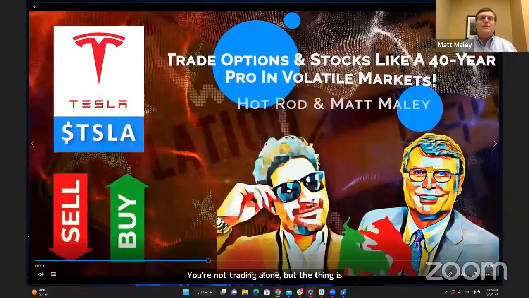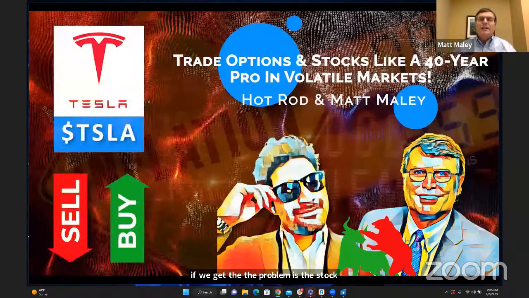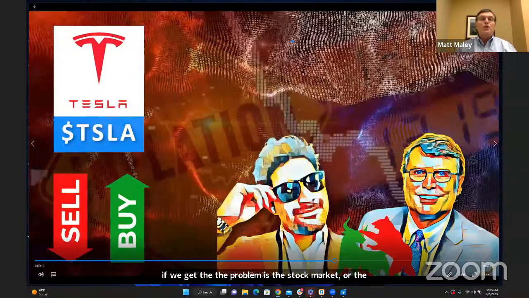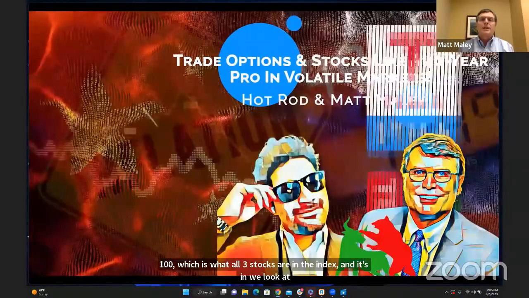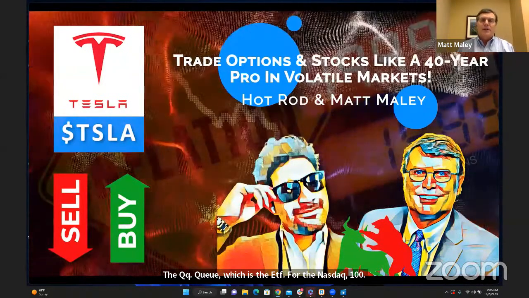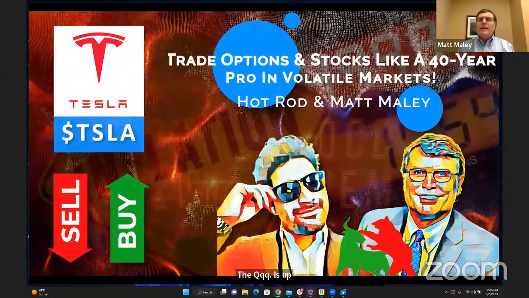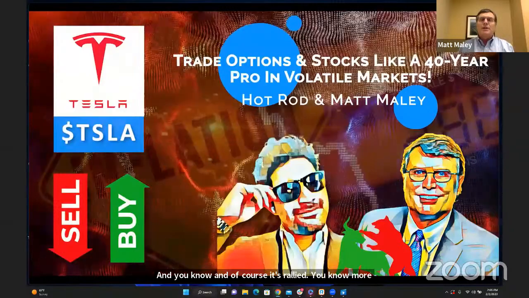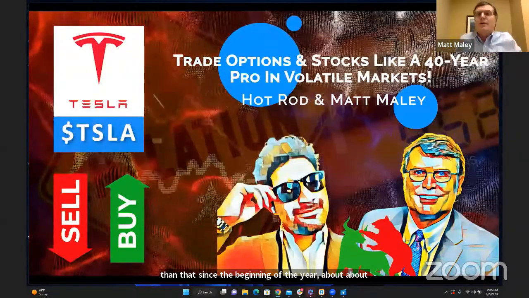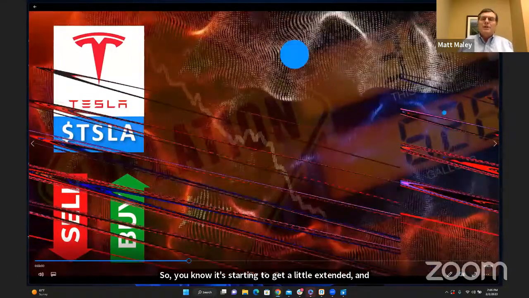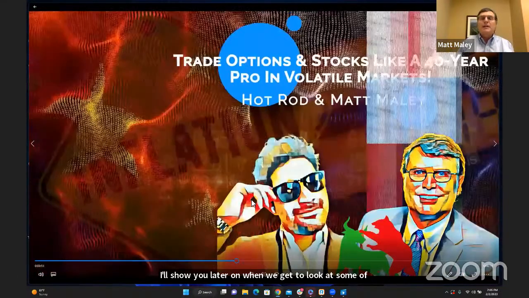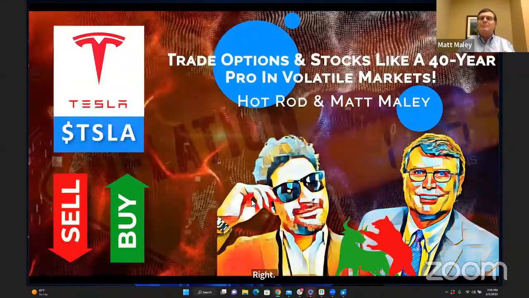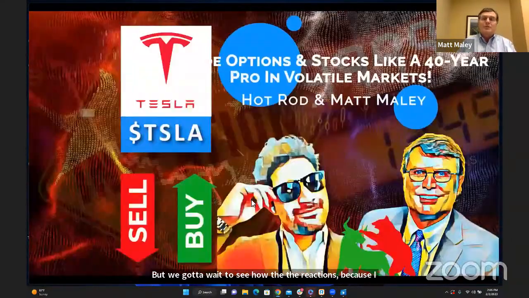The problem is the stock market, or at least the NASDAQ, which is the NDX 100, the index that all three stocks are in. We look at the QQQ, which is the ETF for the NASDAQ 100. The QQQ is up 8% since Microsoft reported, and it's rallied even more than that since the beginning of the year, up about 12%. So it's starting to get a little extended, and I'll show you later, when we look at some of the charts, how the QQQ is getting overbought. We've got to wait to see how the reaction is, because I'm not sure we're going to get the same kind of reaction we got when Microsoft reported.